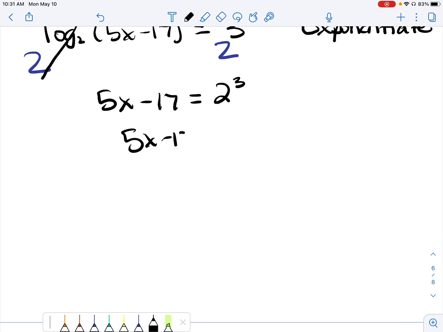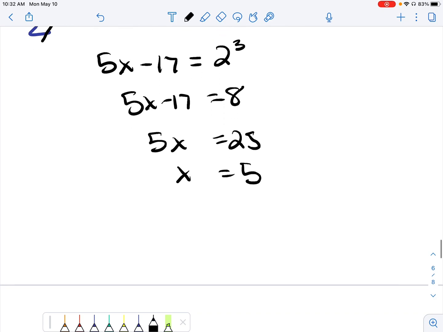So 5x minus 17 equals 8. 5x equals 25. So x is going to equal 5. And again, you're going to want to plug this in. When you do that, you're going to see that this one does check out.